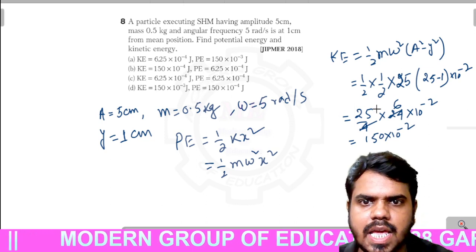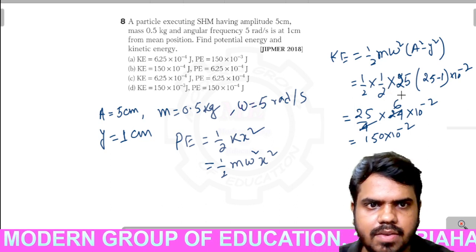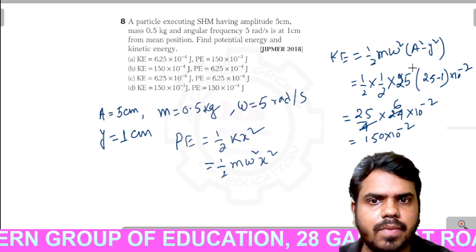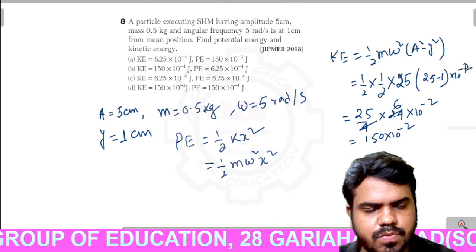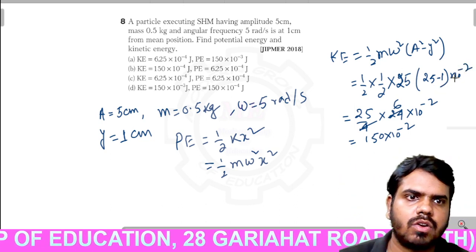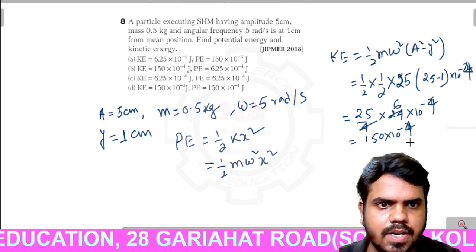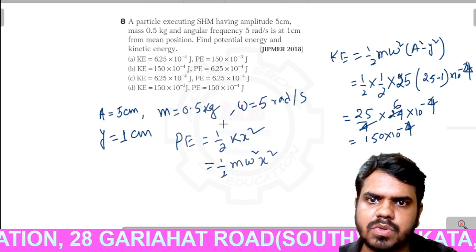The mass is in kg, that means I have applied the kg value. Omega is 5 radian per second. Amplitude you have to find in meter. So 25, 5 square, 25 minus 2, minus 4 actually. This will be minus 4 because it is a centimeter. So centimeter squared to meter squared will be 10 to the power minus 4. So this is minus 4. So the answer is 150 into 10 to the power minus 4.